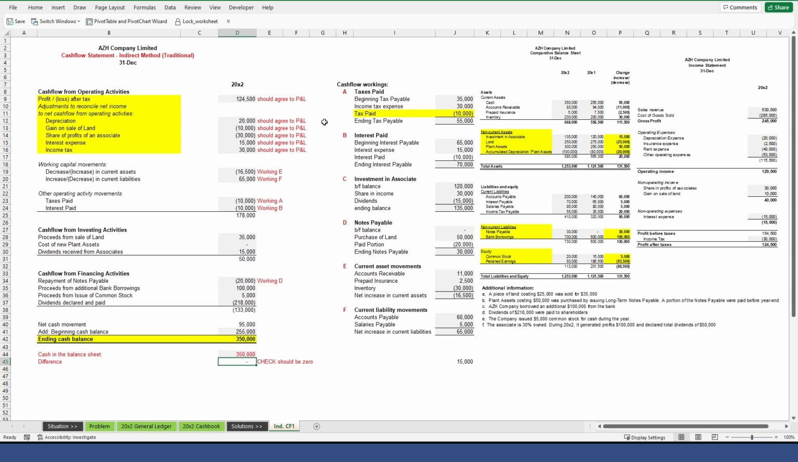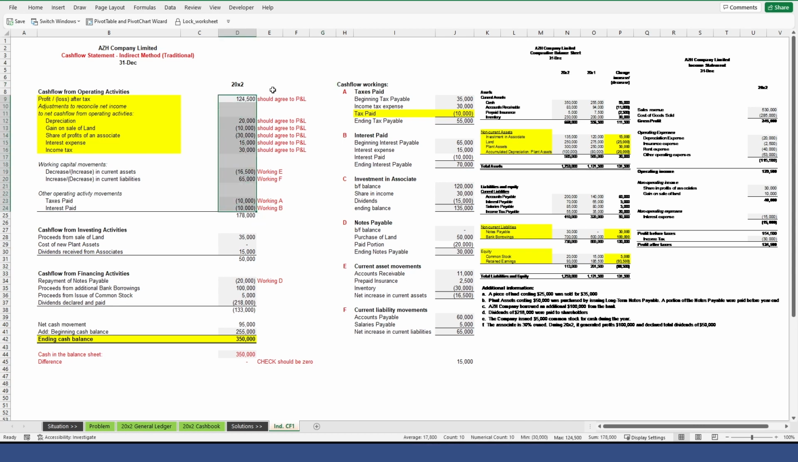Sometimes in exams, you will also be told to provide how much taxes paid and interest paid there is during the year. And in this case, you will need this type of cash flow workings. In the next lesson, you will see that when we do the cash flow workings as a type of solution for this problem, we will arrive at the exact same amount of cash flow for operating activities, investing activities, and financing activities, but we did it in a more systematic way.